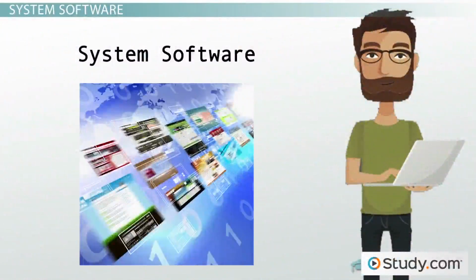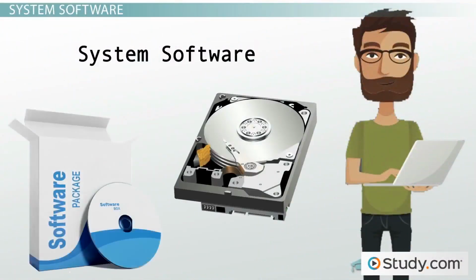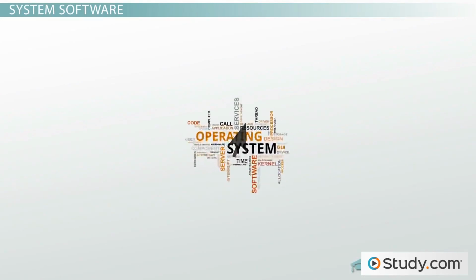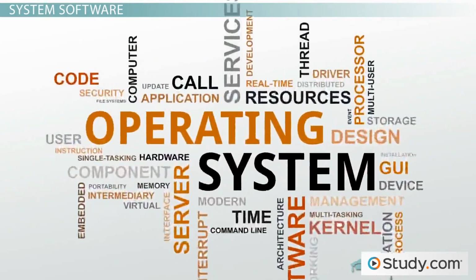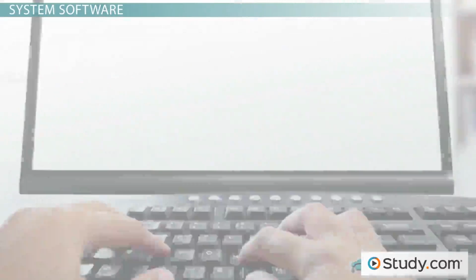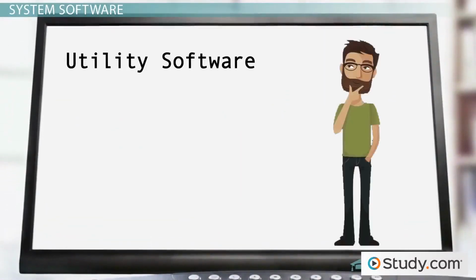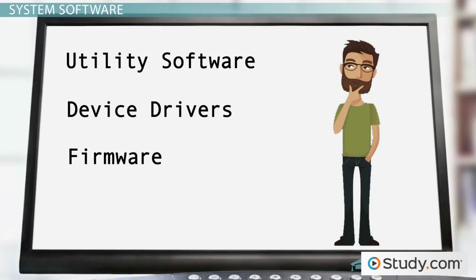System software coordinates the activities and functions of hardware and software, and it controls the operations of computer hardware. A computer's operating system is an example of system software. Operating systems control the computer hardware and act as an interface with the application programs. System software also includes utility software, device drivers, and firmware, which we will be looking at in this lesson.